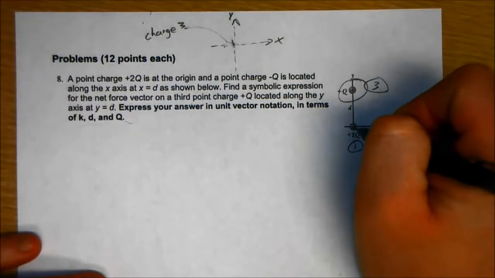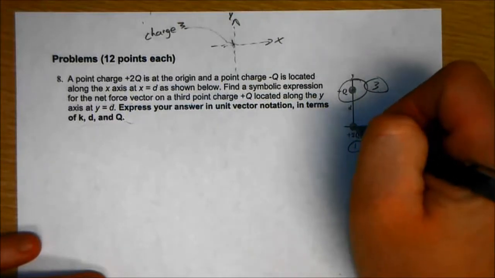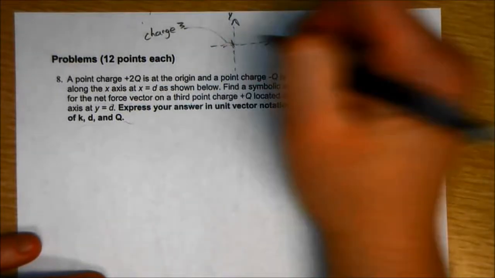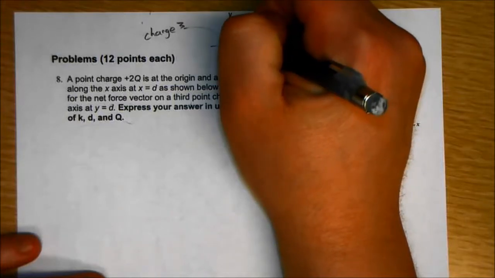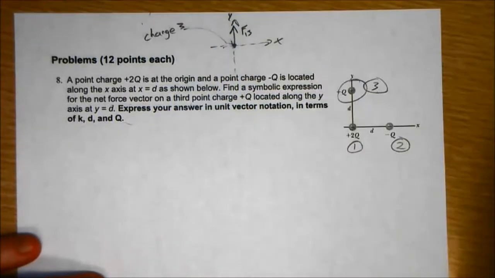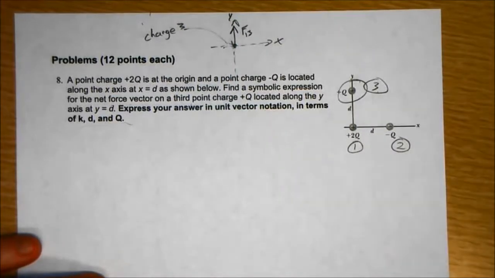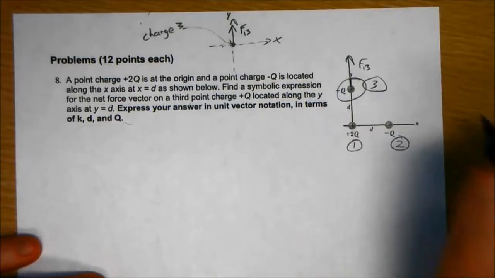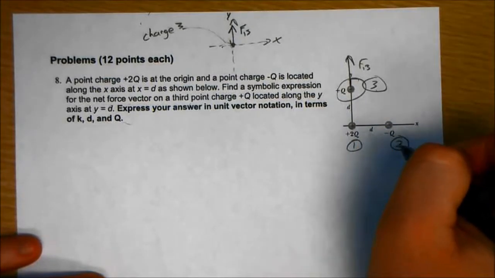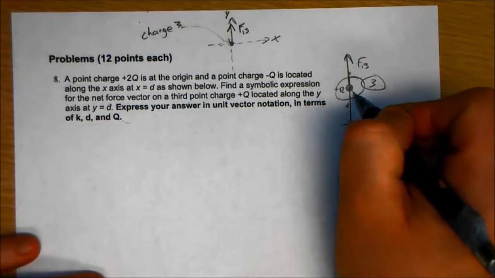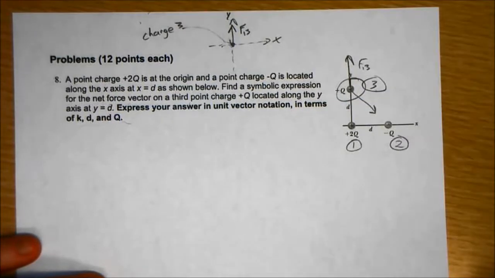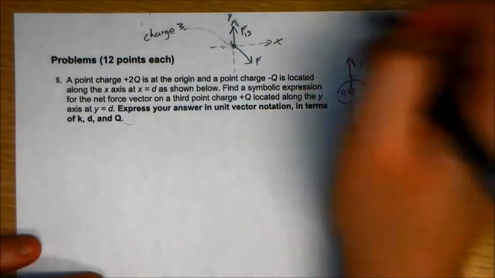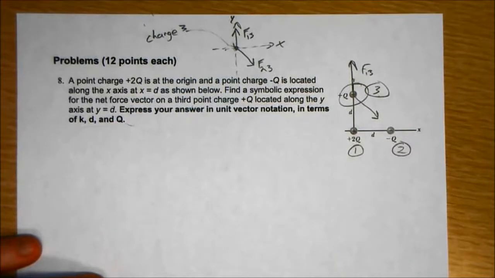One is from charge 1 on 3. The force from 1 onto 3 is going to be repelling this charge because they're both positive, so it's going to be straight up. I'm going to call that force 1, 3. So it's the force from charge 1 onto charge 3. The other force is going to be from charge 2, but this is negative, so it's going to be an attractive force. It's going to be downward like that. Force from 2 onto 3. I'll call it force 2, 3.